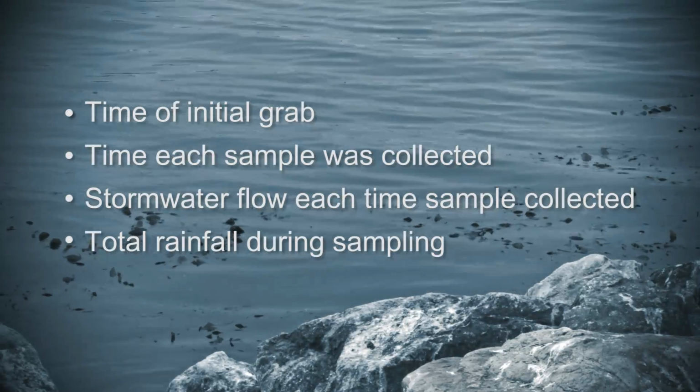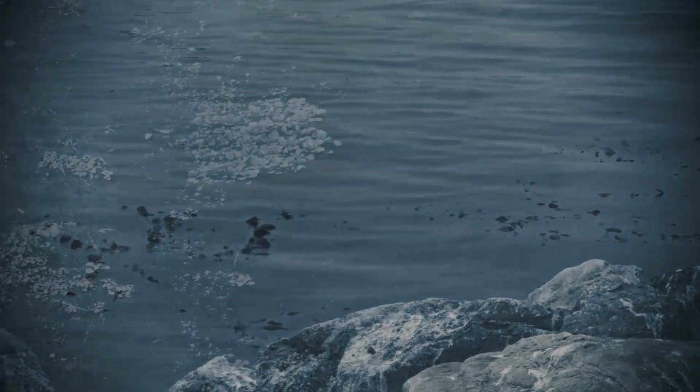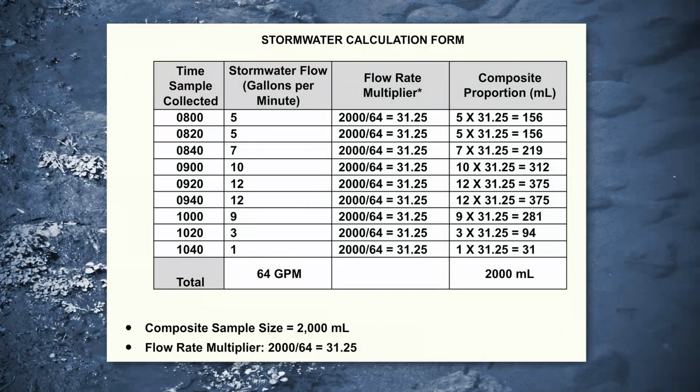To calculate the ratio for each aliquot needed to make the composite sample, perform the following steps. First, determine the total of the stormwater flow rates recorded when each sample was taken. This total is expressed in gallons per minute, or GPM.